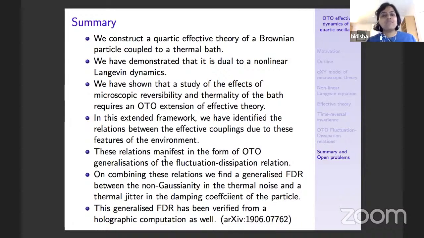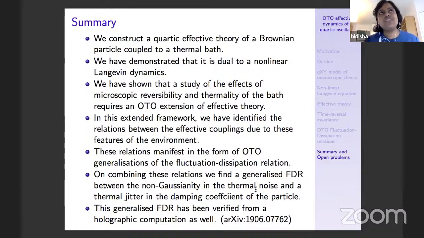And these relations between effective couplings manifest in the form of OTO generalizations of the fluctuation dissipation relation. And finally, what we get is that non-Gaussianity in the thermal noise gets related to the thermal jitter in the damping constant of the particle. And also I should say that this generalized FDR between zeta n and zeta gamma is a much more general result, because in my entire talk, the only assumption that I made was that the microscopic theory was under control and the particle was weakly coupled to the bath.